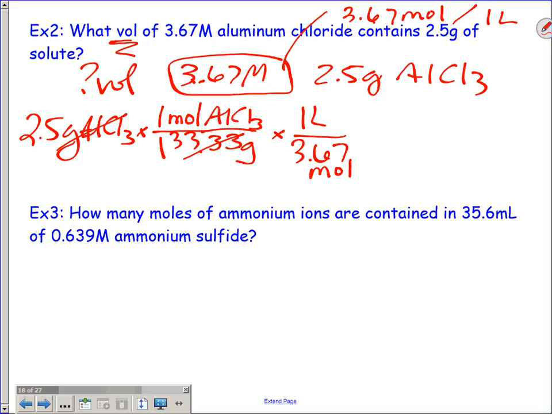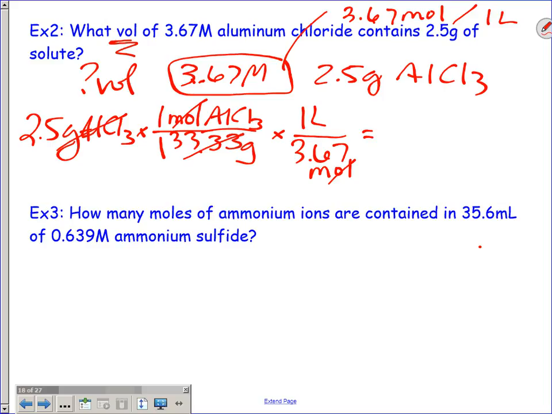I got it here, right? So my moles of aluminum chloride cancel. Now I'm in liters, a version of volume. I'm good to go. So we just used our molarity as a conversion factor. That's the point of doing that one in that manner. So I'm trying to keep it with stoichiometry versus like proportions.